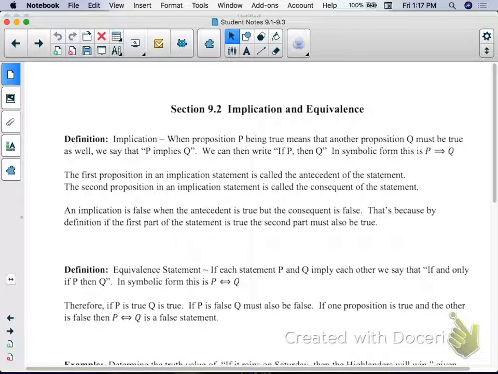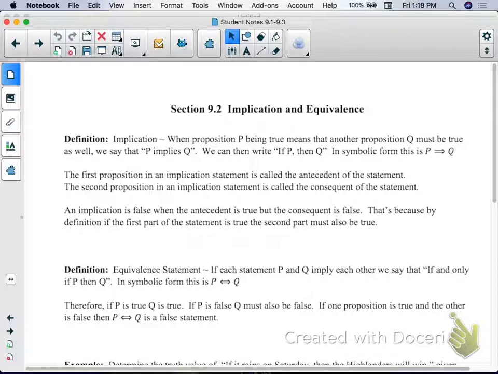Right, so this section, more writing, section 9.2 Implication and Equivalence. So first off, our first definition here is implication. And an implication says that when a proposition P being true means that another proposition Q must be true as well, then you say that P implies Q.